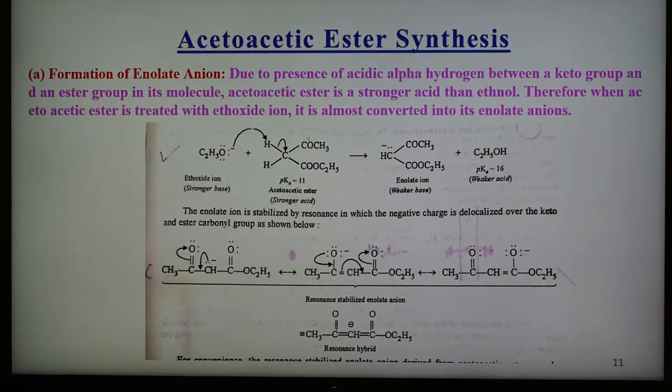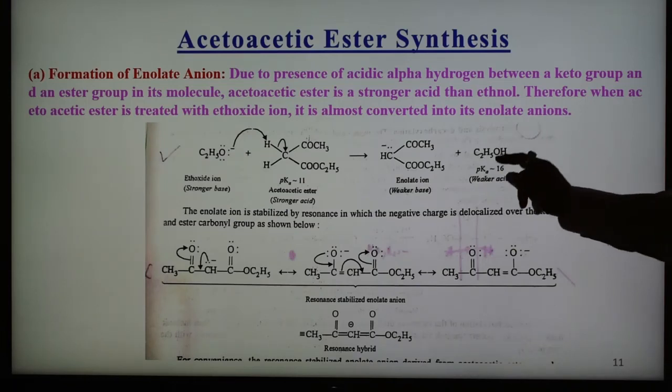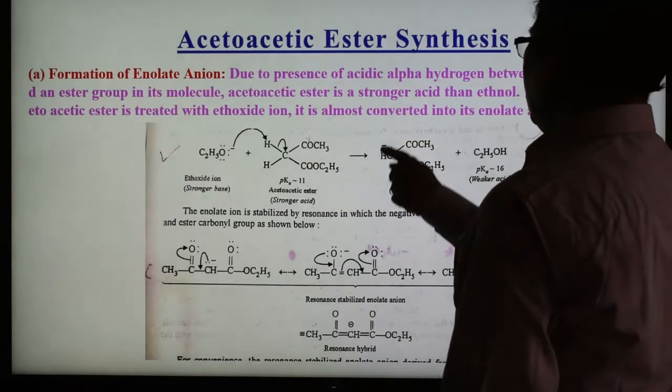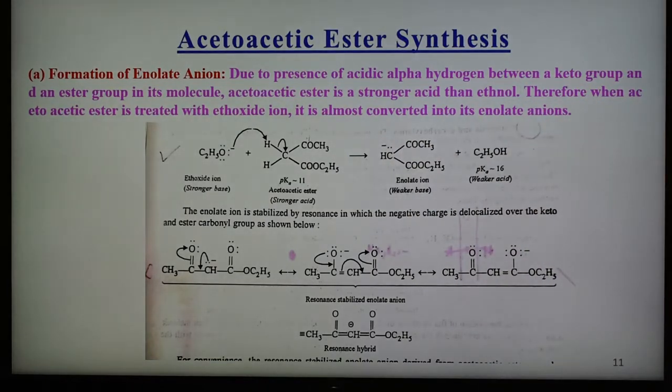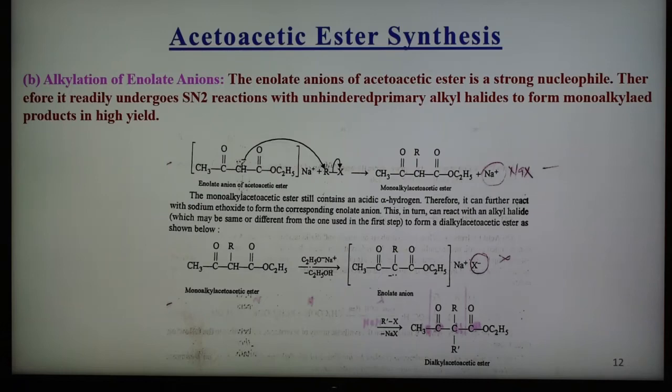So enolate ion shows the resonance, and it is shown here. This is the first step, formation of enolate anion. Similar to the malonic ester, the first step in the synthesis is the formation of enolate ion. In this case, ethoxide ion abstracts the proton of the reactive methylene group, forming the negatively charged enolate anion. Second step is the alkylation of enolate anion.